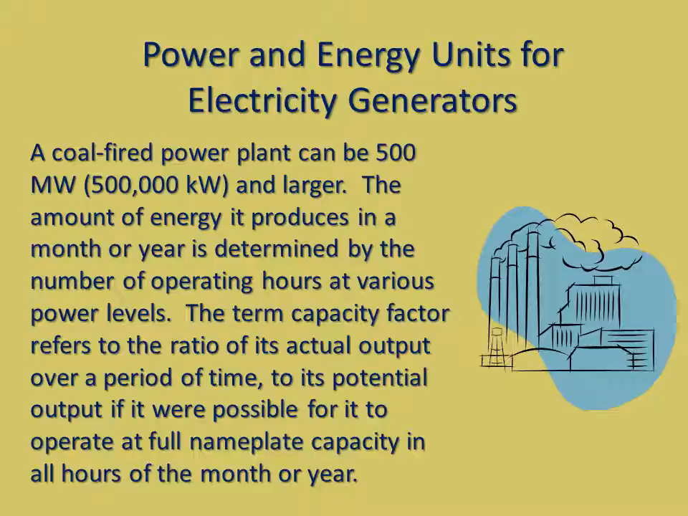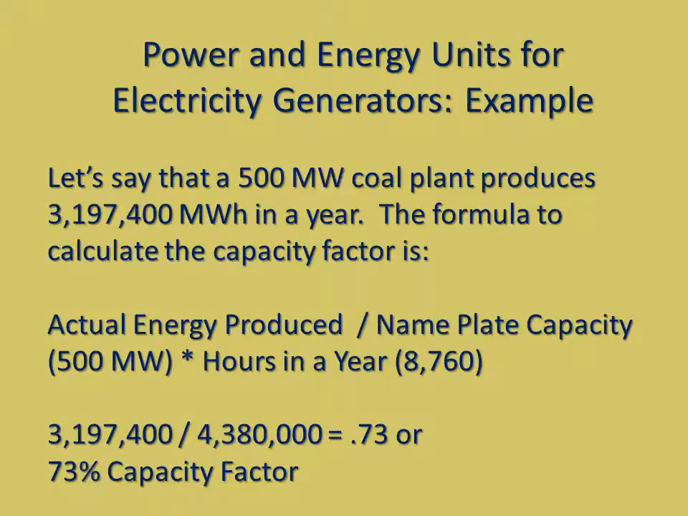So let's do a little mathematical example. Let's say that we have a 500 megawatt coal-fired power plant. It's producing in 1 year 3,197,400 megawatt hours of energy. Right, megawatts is power rating and megawatt hours are energy.